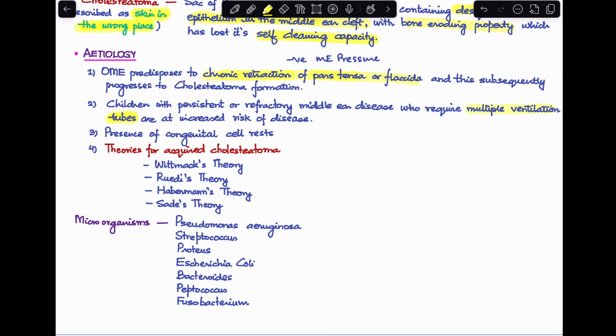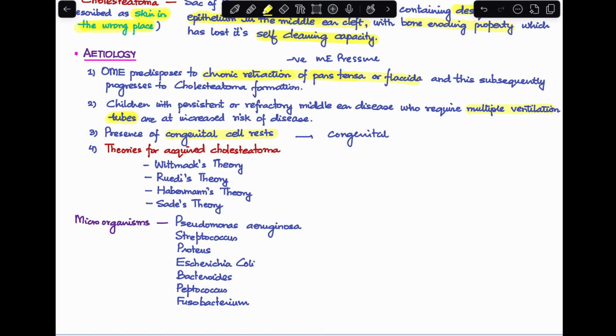Third cause is the presence of congenital cell rests. This is usually the cause for congenital cholesteatoma. And there are various theories for acquired cholesteatoma, like Wittmaack's theory, Ruedi's theory, Habermann's theory, Sadé's theory. These are all things I'll discuss in a separate video.